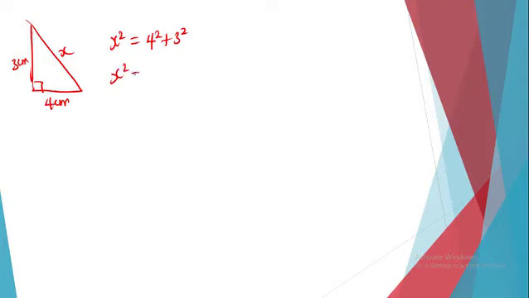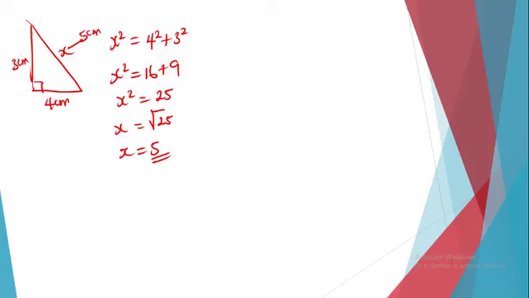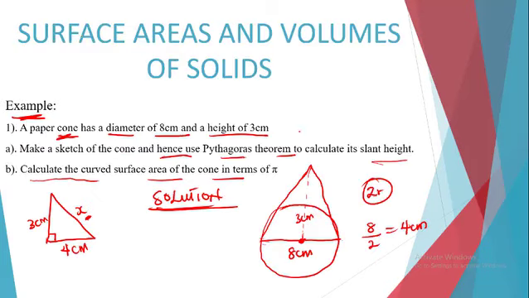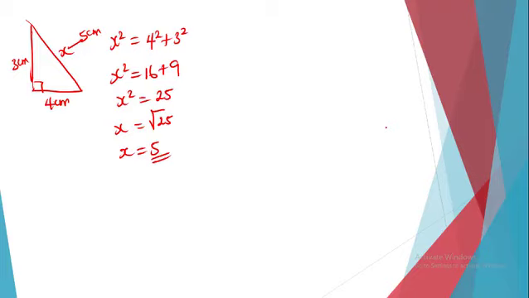x squared would then be equal to 16, 4 squared is 16, plus 3 squared is 9. x squared is equal to 25. Taking the square root of both sides, x is equal to the square root of 25, which is 5. So this is 5 cm. From the question, the slant height is represented by L. So our L is equal to 5 cm.